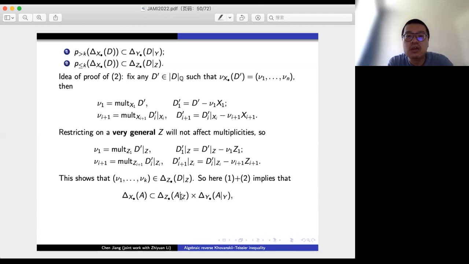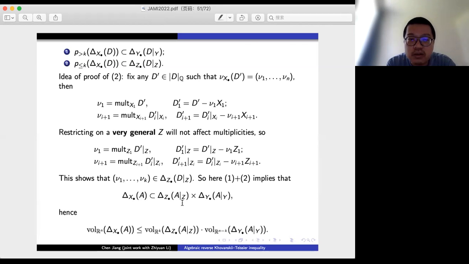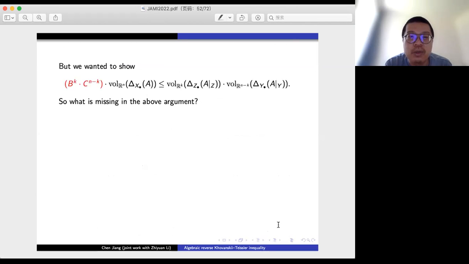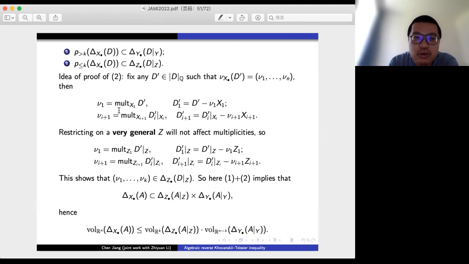Okay, so this inclusion holds for the special choice of this X naught. So we choose it by taking complete intersection. Okay, so then we can show that the volume, right? So the volume of it is smaller than the product of the volumes of both sides. But this is not the end, because you may remember that we ignored this red constant, right? So actually the proof looks very nice, but the problem is something is missing, right?